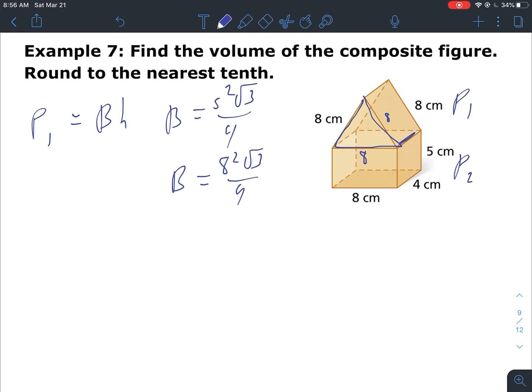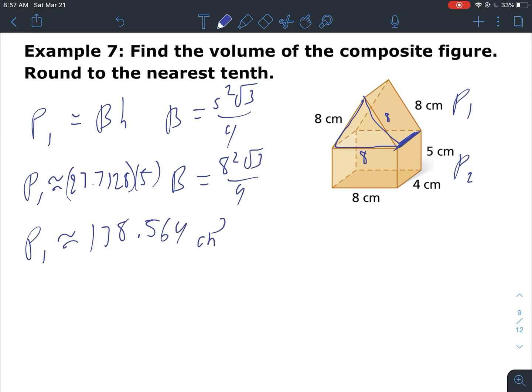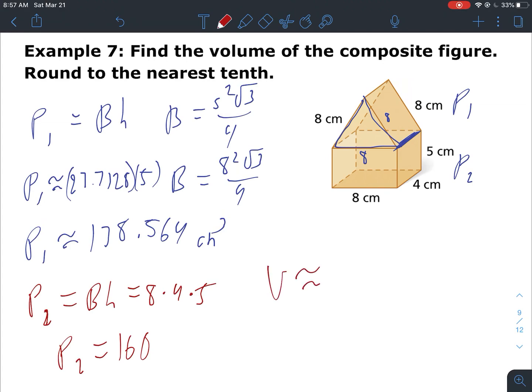The height of the figure is just the line that connects our bases together. So our height is 5. So for our first prism, we have 27.7128 times 5. That's 138.564. We'll save that for later. Now let's do prism 2, which is much easier. Again, BH. In this case, B is just a rectangle, so we can use 8 times 4 and then times 5. Doesn't matter what order they are in as long as they're all there. Prism 2 is 160. Add our two prisms together, and our total volume is 298.6 cubic centimeters.